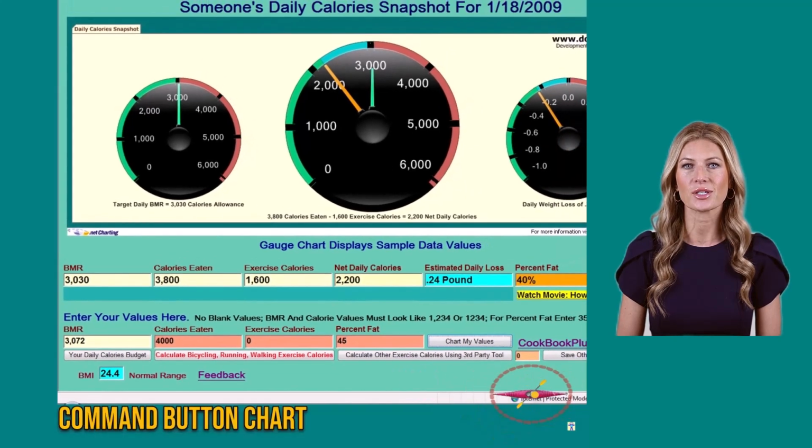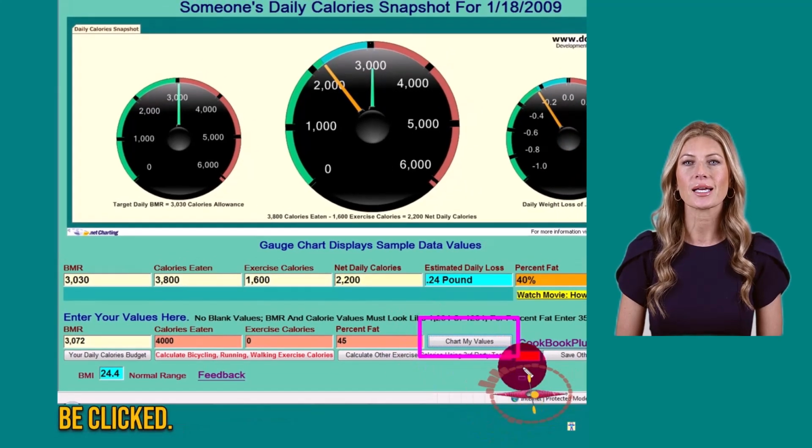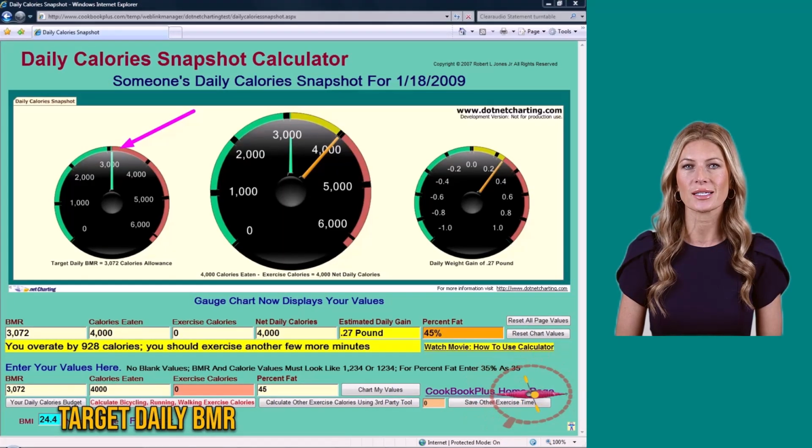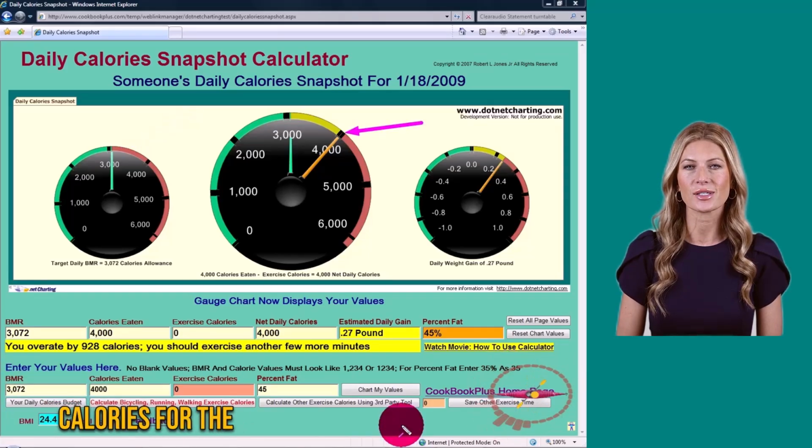Note that the command button Chart My Values is ready to be clicked. We can either hit the Enter key or we can click the button. Note that the chart indicates the values we entered in those controls. The gauge on the left points to the value of your target daily BMR. That's the value shown here. The center gauge points to the value of net calories for the day. Net calories are calories eaten minus calories burned off by exercise. That's also the number we entered here.